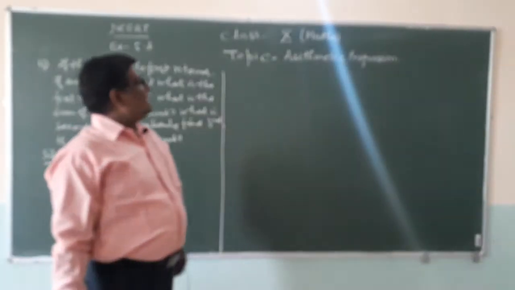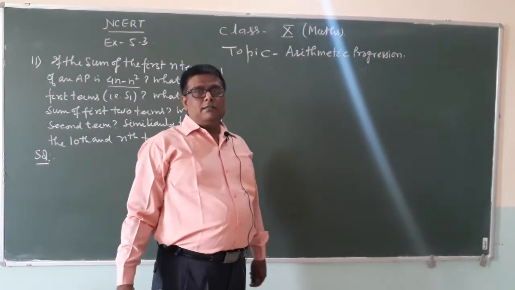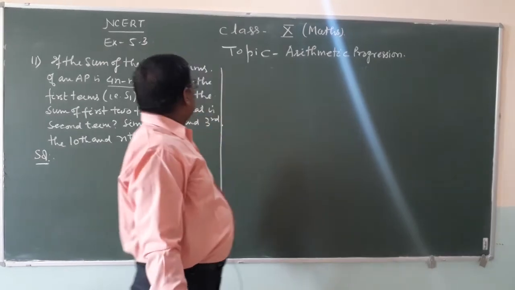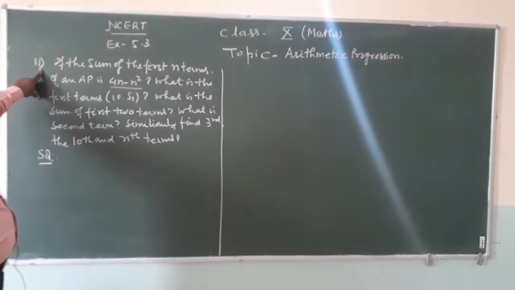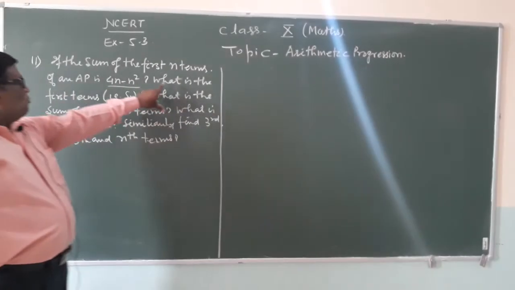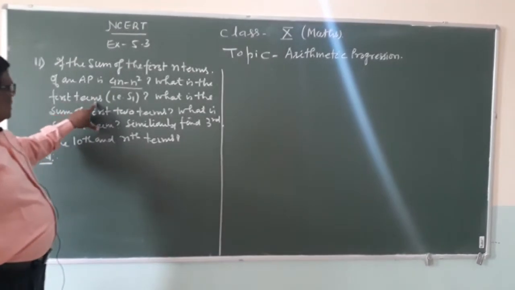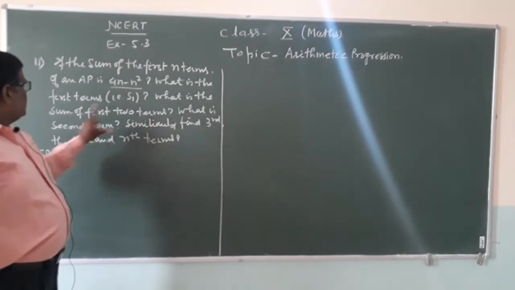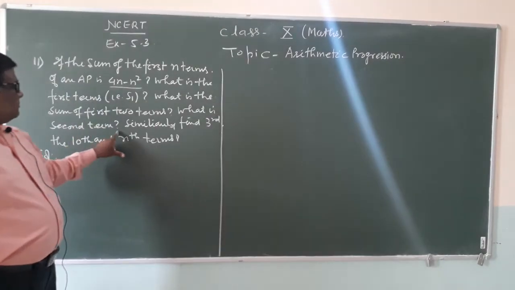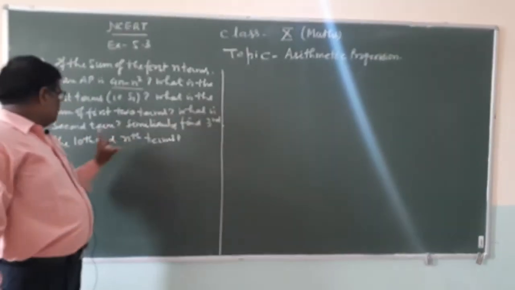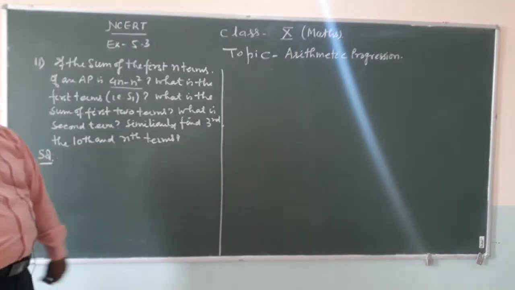In our mathematics class of class 10, the topic is arithmetic progression, and the important question of exercise 5.3, that is question number 11. The question is: if the sum of first n terms of an AP is 4n minus n square, what is the first term, S1, and what is the sum of the first two terms, and what is the second term? Similarly, find the third term, 10th term and nth term.